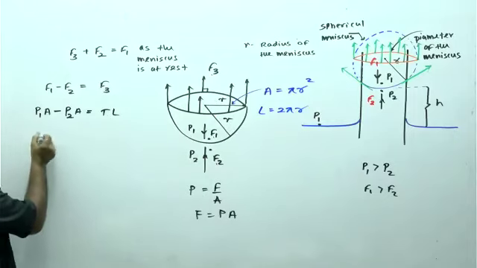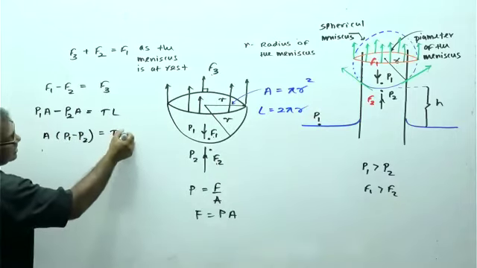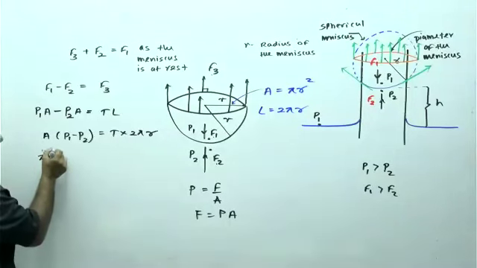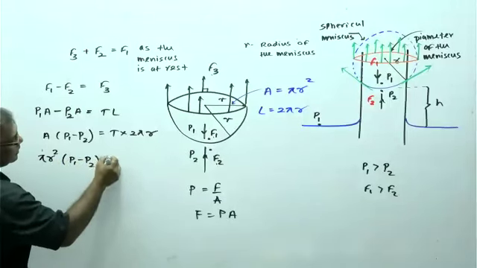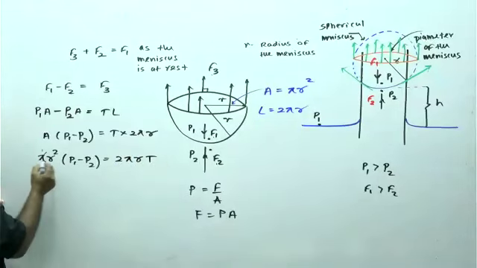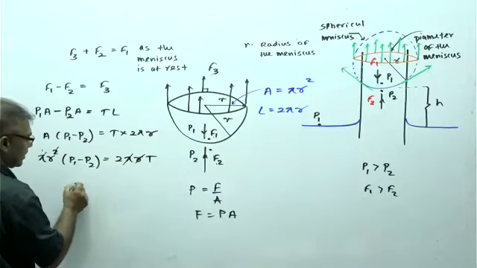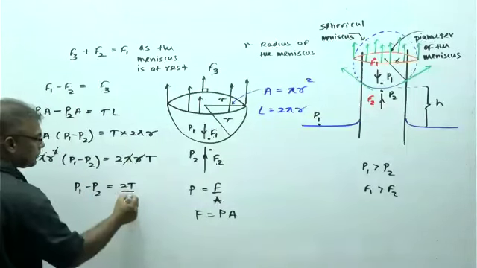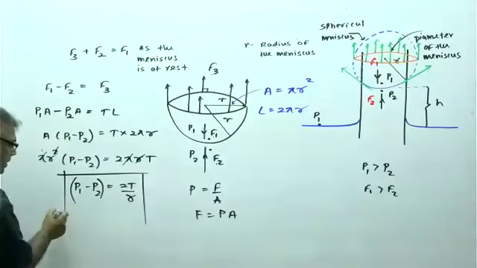Substitution, P a common factor: P1 minus P2 times A equals TL, which is 2 pi r. Replacing A with pi r squared, P1 minus P2 equals 2 pi r into T. Pi cancels, one r cancels. So P1 minus P2 equals 2T over R. This is the standard equation to find the excess pressure.